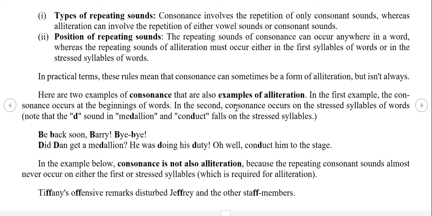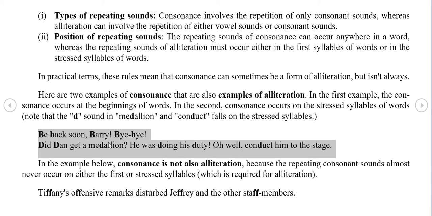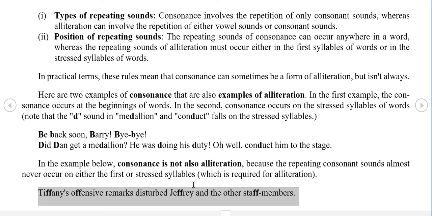You can see here: "Be back soon, Barry, bye bye." "Dan got Madeline, he was doing his duty, oh well, conduct him to the stage." In this case, two sounds, 'b' and 'd', are being repeated. So we can say this is alliteration, repetition of the same sound at the beginning. Then there is consonance, just consonance: "Tiffany's offensive remarks disturbed Jeffrey and other staff members." Here the 'f' sound is repeated, but not at the beginning, so we'll just say this is consonance. This is the difference between them.